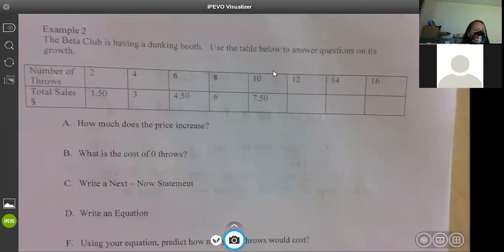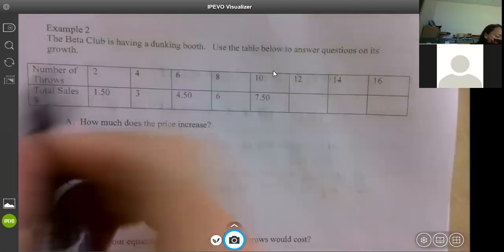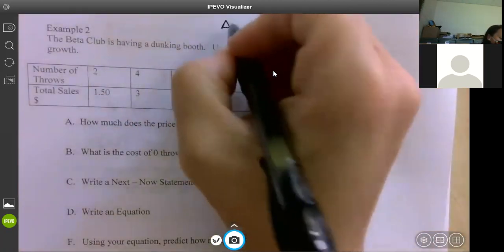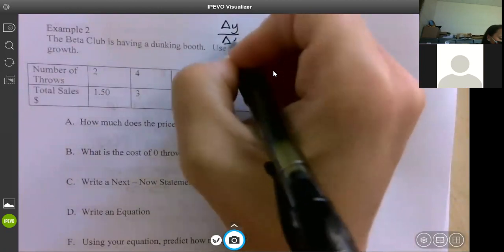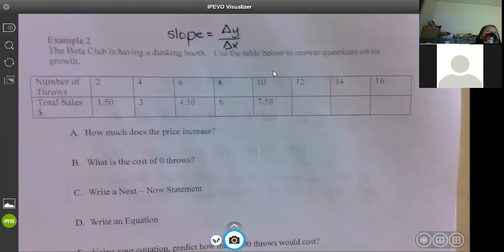And then the first thing I'm actually going to do is write an equation, because we know how to go from a table to an equation. So what we need to know is the slope and the y-intercept. So remember, the slope is the change in y over the change in x.